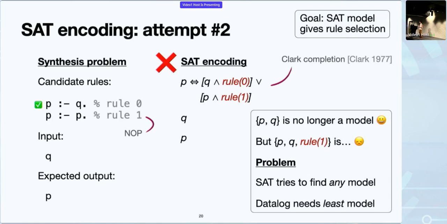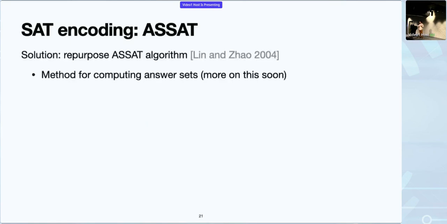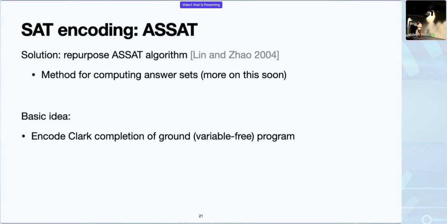The way to get around this, or at least the way we get around it, is by taking advantage of some existing work. It's called the answer set SAT algorithm, or ASSAT for short. And this algorithm was originally introduced for computing answer sets, which I'll talk about very soon. But we're going to repurpose it for our synthesis problem. So the basic idea is we're going to encode the Clark completion of the ground program, which is a version of the program where we've replaced all variables with constants.